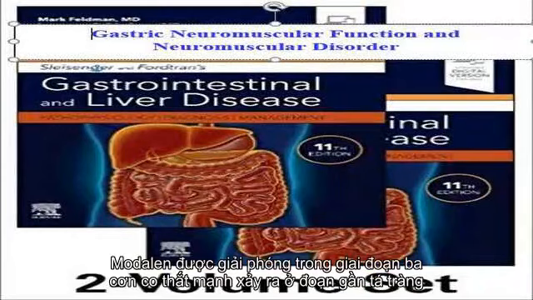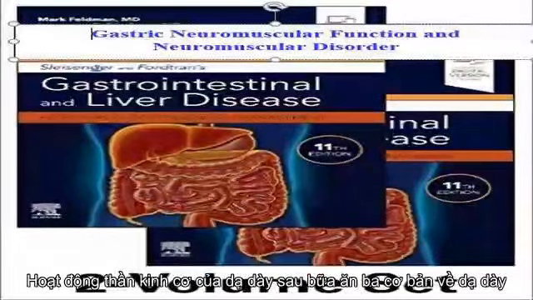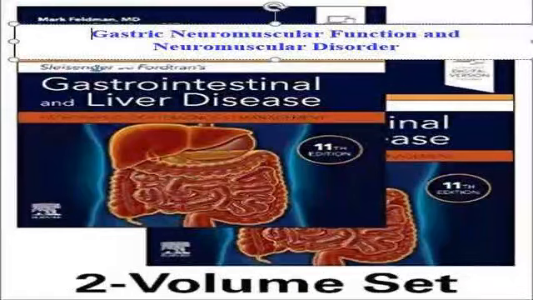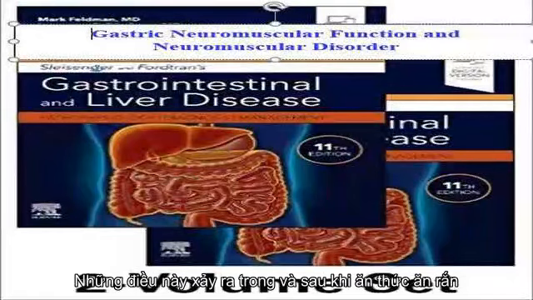Motilin is released during the intense phase 3 contractions that occur in the proximal duodenum. Gastric neuromuscular activity after a meal. 3 basic gastric neuromuscular activities occur during and after ingestion of solid foods.